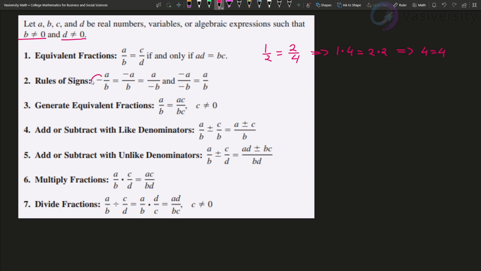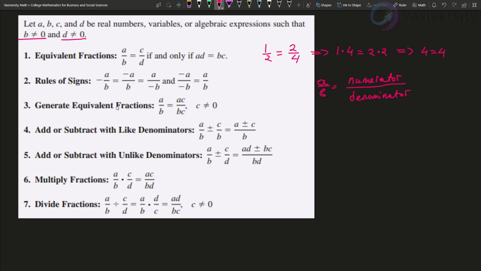Rule of signs. So if we have a negative sign in front of the fraction, we can move it in the numerator. The top of a fraction is called the numerator. So if we have A over B, this is going to be the numerator, and the bottom is going to be the denominator. So if we have a negative sign, we can either move it to the numerator or to the denominator. And if we have a negative sign in both numerator and denominator, and we could factor it out, then the negative sign is going to cancel out and the fraction is going to remain positive.